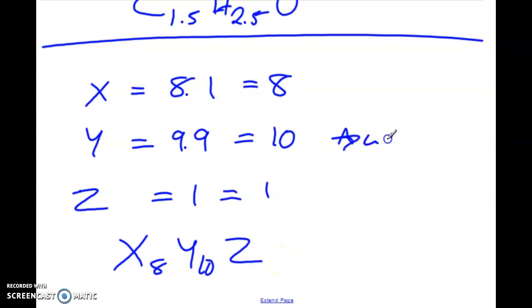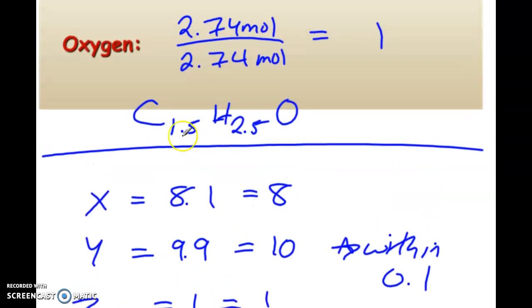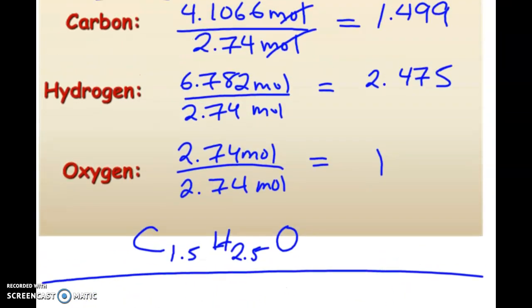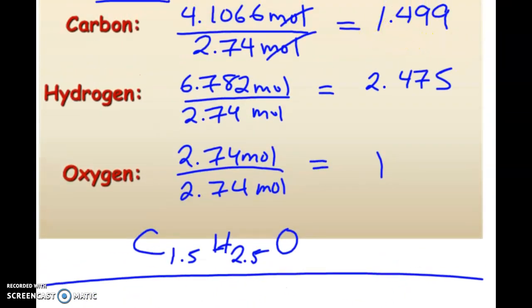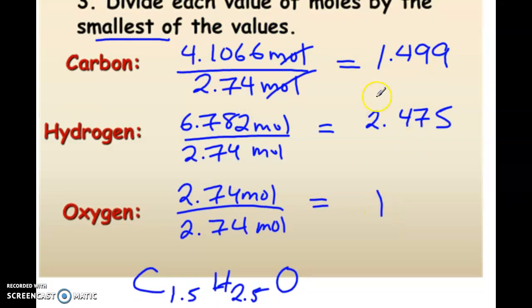Only if within 0.1. I cannot round a 0.5 up. It's too far off from a whole number. It's going to disrupt my ratio. So this is why I say if needed, because if the answers you get here are whole numbers, basically you're done. But in this case, they're not whole numbers.